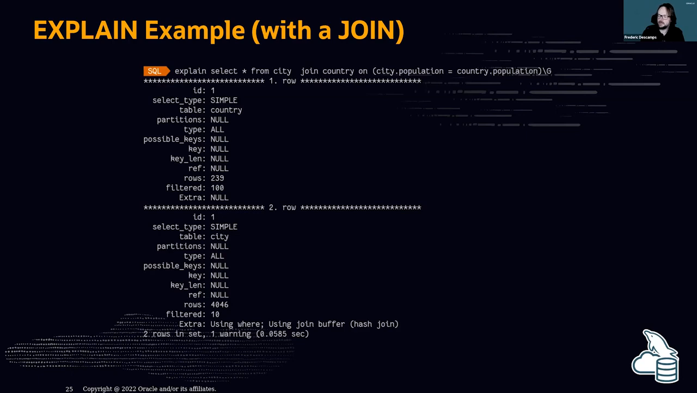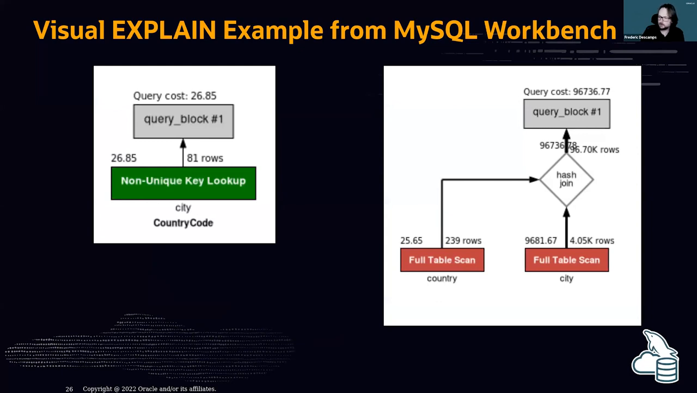And it used a hash join that we have in MySQL 8 to do this. Before, it was much more expensive to run that kind of query. Now it's better, but of course, full table scans are not always recommended. If you are using MySQL Workbench, you can also have the EXPLAIN in a visual output format, which is how it looks like. So these are just two examples of visual EXPLAIN output.